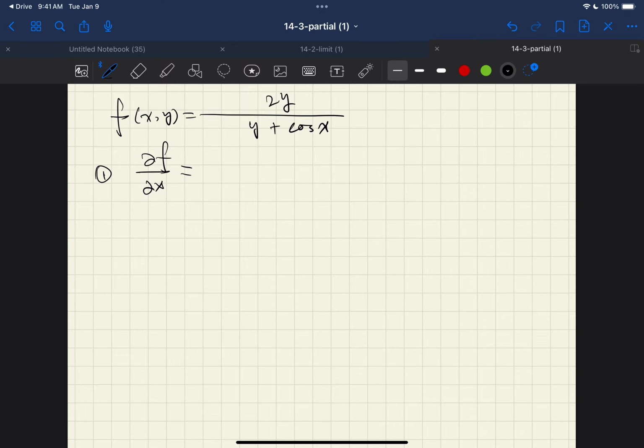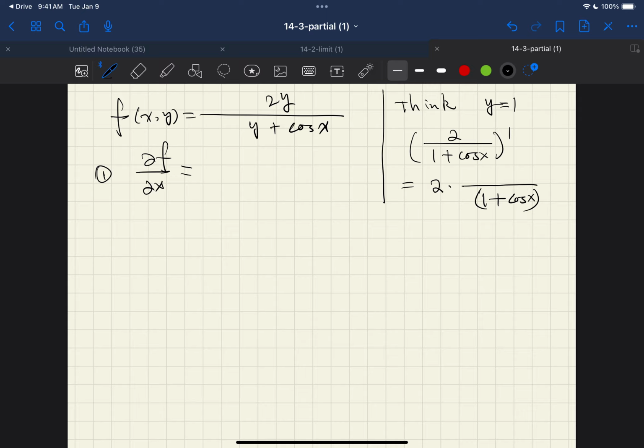So you can think y equals, let's say, 1. Then how do you compute 2 over (1 plus cosine x) prime? This is a similar question, a simplified question. Then by chain rule, this is 2 times (1 plus cosine x) to the power negative 1 derivative, so negative 2 times (1 plus cosine x) to the negative 2, times (1 plus cosine x) prime. This is chain rule. So this is how you compute them.